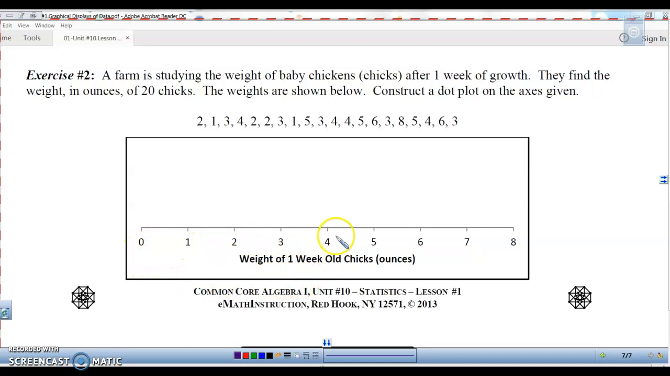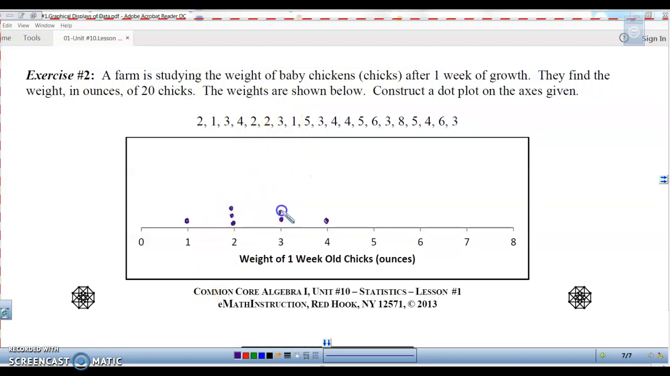Okay, so these numbers down here are the ounces that the chicks weigh. So all we have to do is take each weight and put it on the plot as a dot. So at 2 ounces, we'd put a dot. 1, 3, 4. Now we've got 2 2s, so I'm going to add 2 more 2s here.